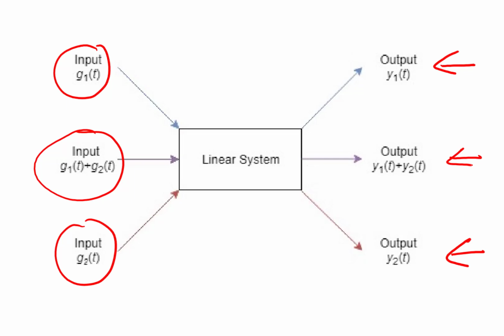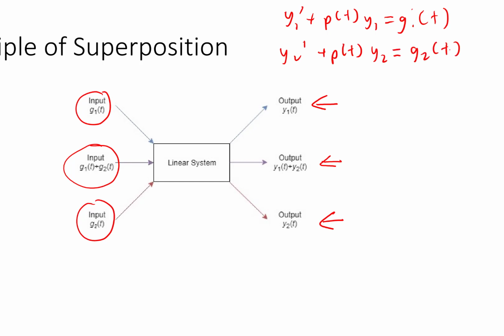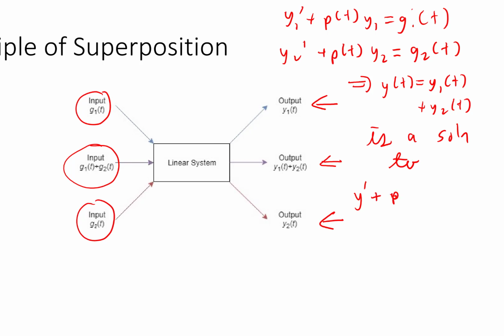For now, in the case of first-order equations, what the principle of superposition says is that if I have one solution to a linear equation with forcing term g1 of t, and I have a second solution to the same equation but with a different forcing g2 of t, then I can add my two solutions y1 and y2, and this is going to be a solution to the equation y prime plus p of t y equals g1 of t plus g2 of t.